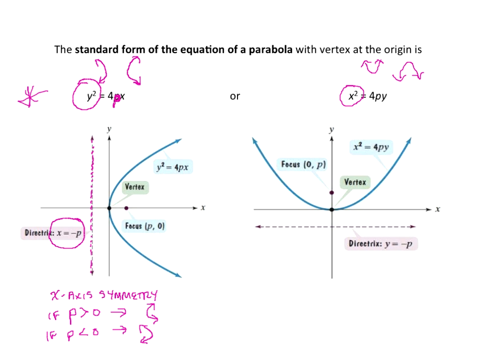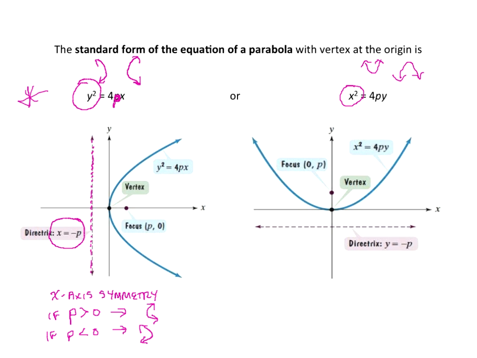So this page right here, when you go to take your test, you will definitely want in front of you because it's hard to memorize. Okay, if it's y squared, then x equals negative p is the directrix, p, 0 is the focus. This will definitely be a page of reference for you for taking your test.